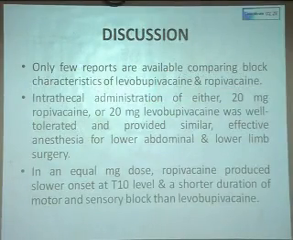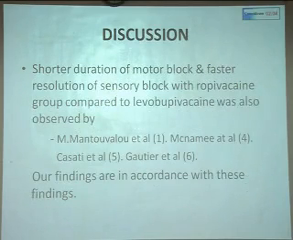Only few reports are available comparing block characteristics of levobupivacaine and ropivacaine. Intrathecal administration of either 20 mg of ropivacaine or 20 mg of levobupivacaine was well tolerated and provided similarly effective anesthesia for lower abdomen and lower limb surgeries. In an equal milligram dose, ropivacaine produced slower onset at T10 level and shorter duration of motor and sensory block than levobupivacaine. Shorter duration of sensory and motor block was also observed in these studies, and our findings are in accordance with these findings.